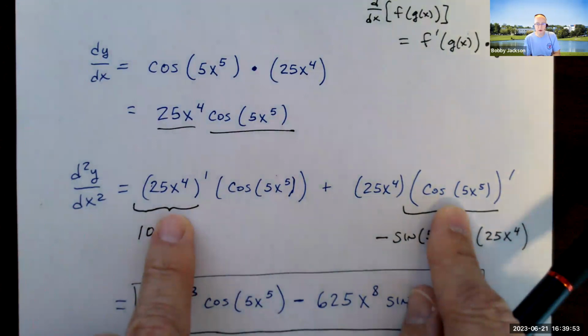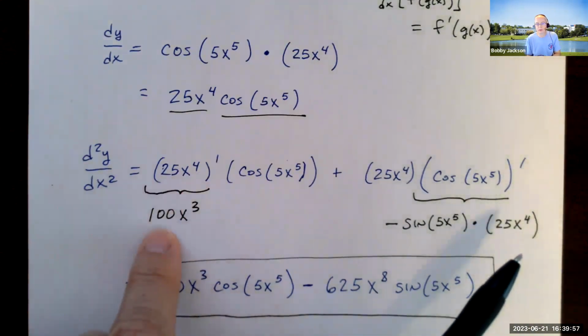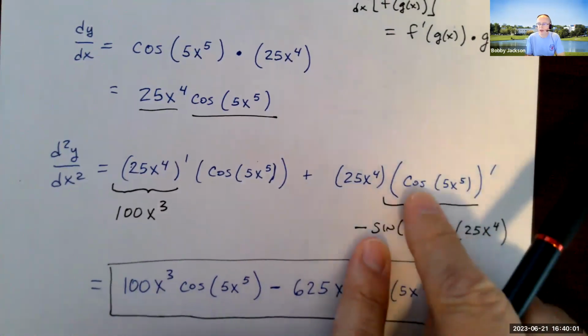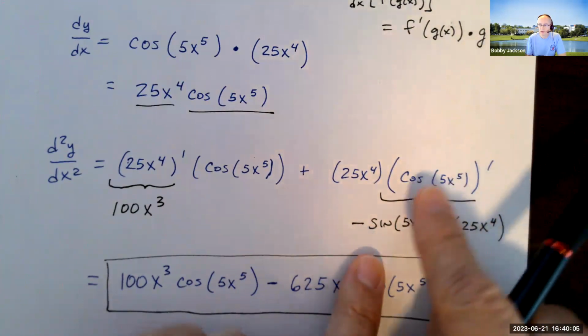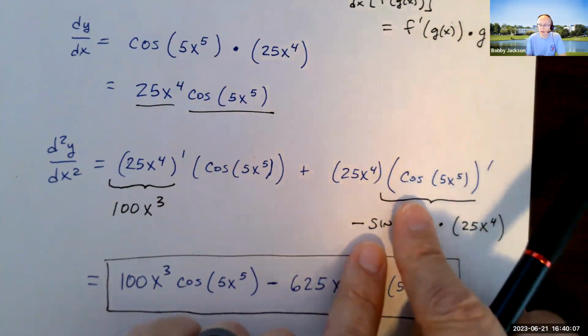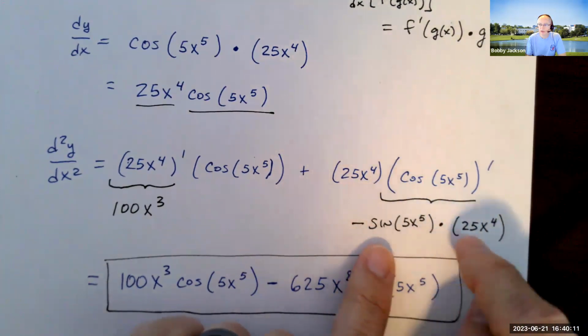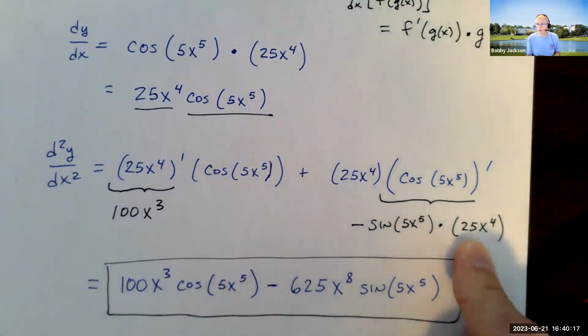Over here, it's pretty easy, right? Just a power rule on 25x to the fourth, bring the 4 down. 4 times 25 is 100, x to the third power. And then here I've got a chain rule. Outer function is cosine. Derivative of cosine is negative sine. Evaluate at 5x to the fifth times the derivative of the inner function, which is 25x to the fourth, right? Bring the 5 down, get 25x to the fourth. We've already done that one.